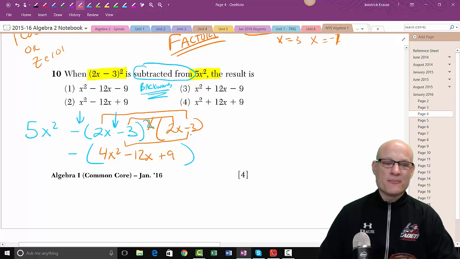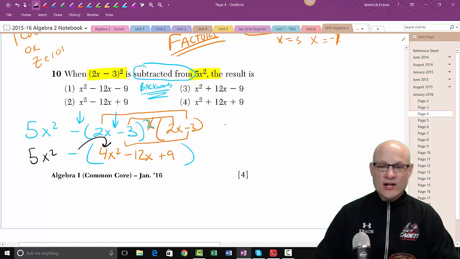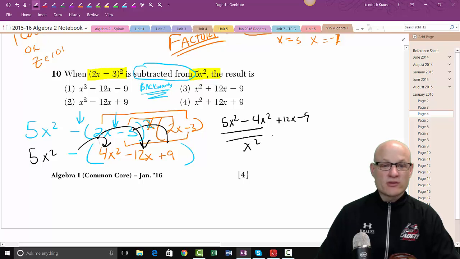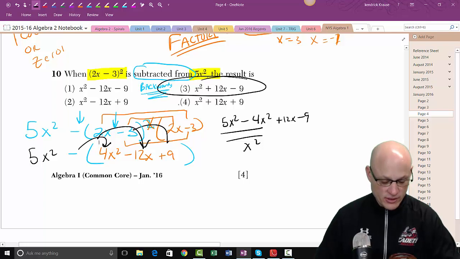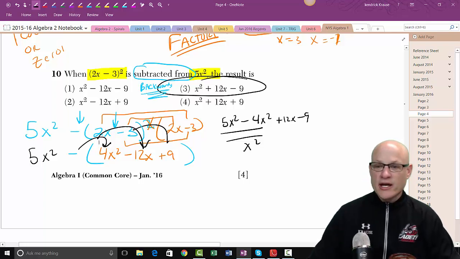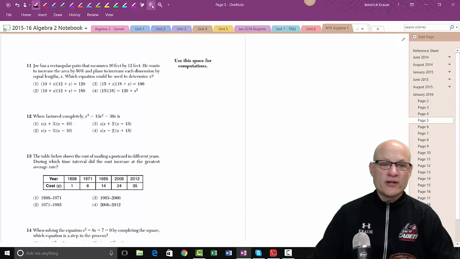There's another tricky part of the problem. Now you have to distribute this negative. So now what I have is 5x squared minus 4x squared plus 12x minus 9. These combine to make x squared, and there's the rest of it. Plus 12x minus 9 is choice 3, the big winner. And finally, the last two problems for this video.